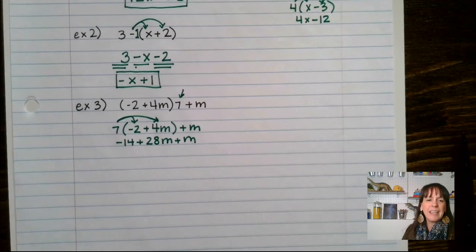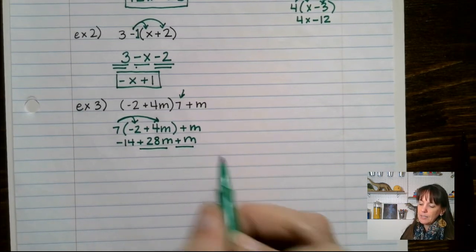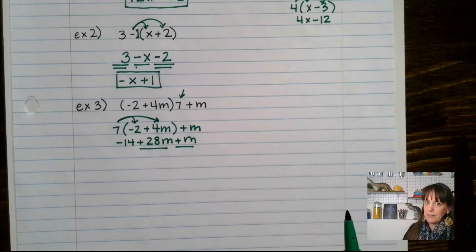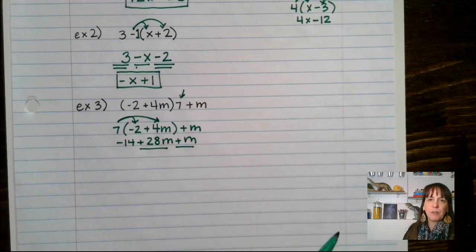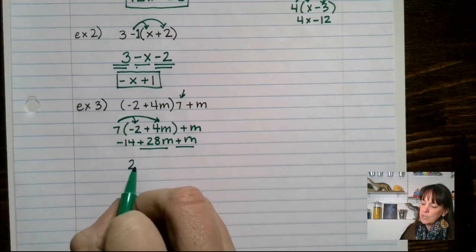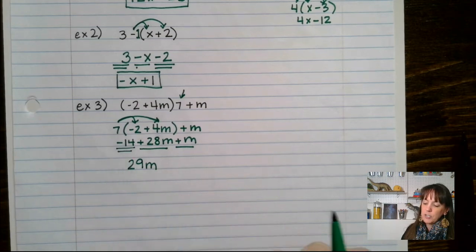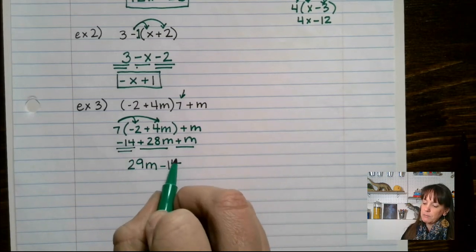All right, so again, I always like to start with my variables. So positive 28m, positive 1m. There's some more of that invisible math. Remember, if there's not a number shown in front of a variable, it's a 1. So positive 1 gives me positive 29m. And then for my integers, I just have a -14. So I just say -14.